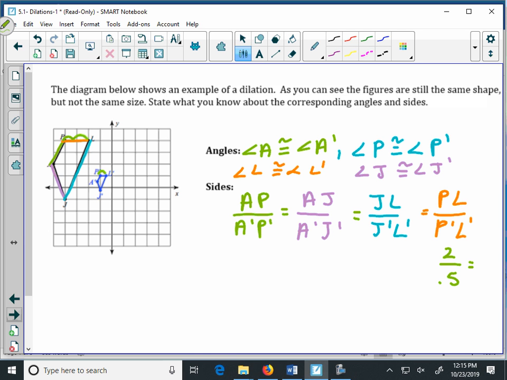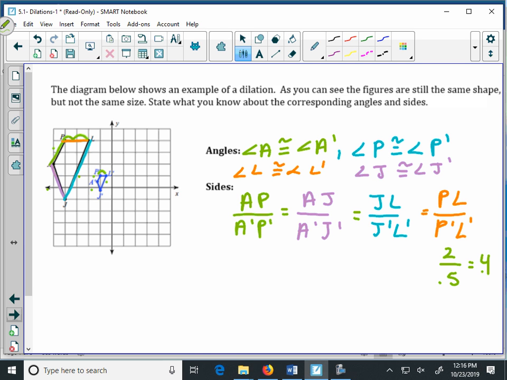Four. That means, thank you for that verification. So the length of PL is 2, the length of P prime L prime is 0.5. So that fraction reduces down to 4. If we wanted to do the math, we're not going to do it, but if we found the distance of all 4 sides of the original and all the other slanted sides of the new and made them into fractions, all these fractions are equal to 4. That's what that means. Okay?